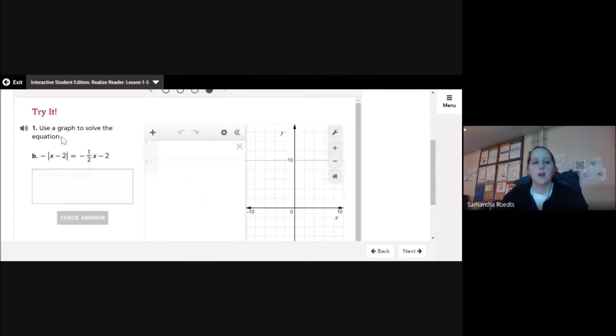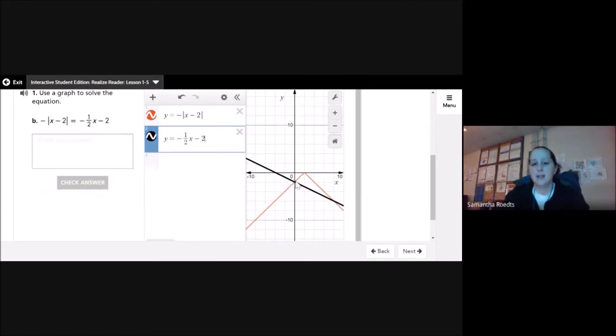Okay. Then we're going to use a graph to solve the equation -|x - 2| = -1/2x - 2. Again, I just type in my equations. So it's just one side of my equal sign and then the other side of my equal sign. y equals -1/2x - 2.